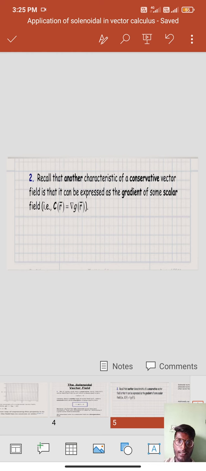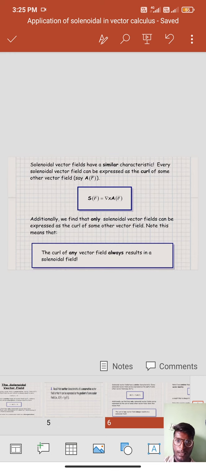Recall another characteristic of a conservative vector field: it can be expressed as the gradient of some scalar field. Solenoidal vector fields have a similar characteristic. Every solenoidal vector field can be expressed as the curl of some other vector field. Solenoidal vector field S equals del cross another vector. Additionally, we find that only solenoidal vectors can be expressed as the curl of some other vector.